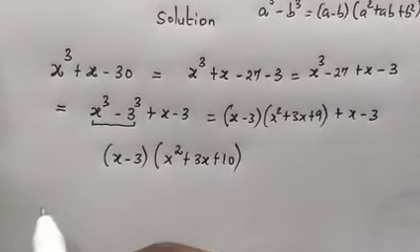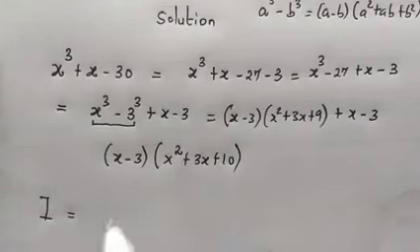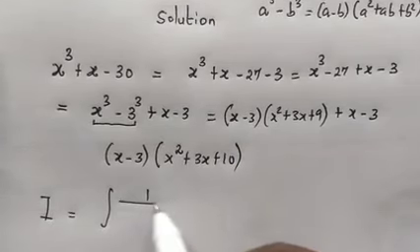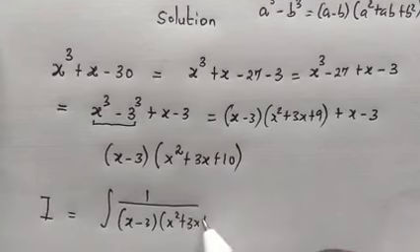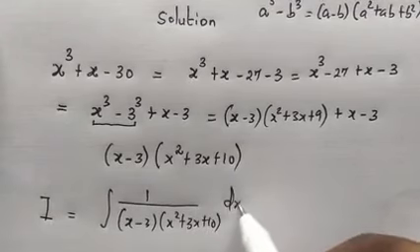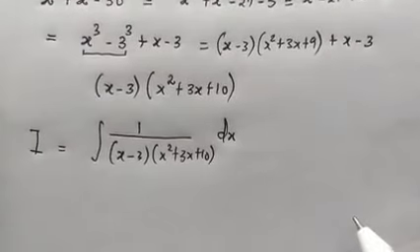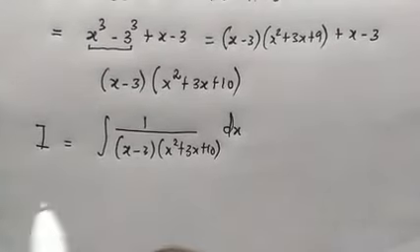So therefore, we have to integrate I, which will be equal to the integral of 1 divided by x minus 3 into bracket x squared plus 3x plus 10, and here dx. Now we're going to decompose this into a sum of partial fractions.